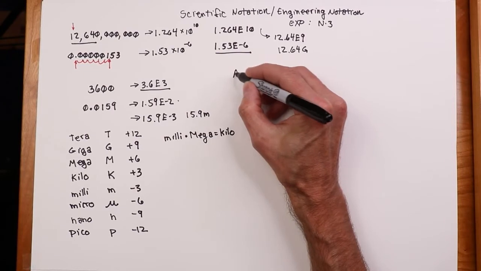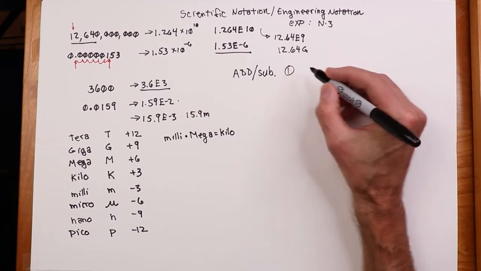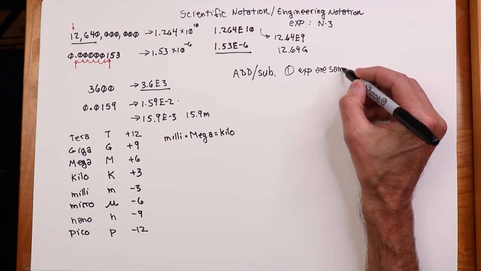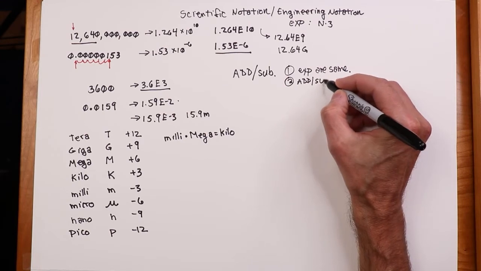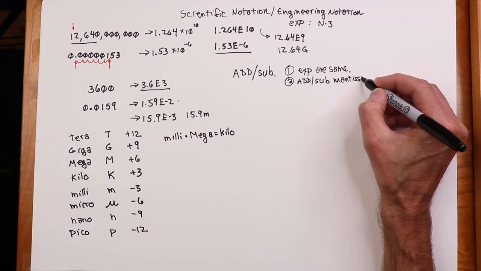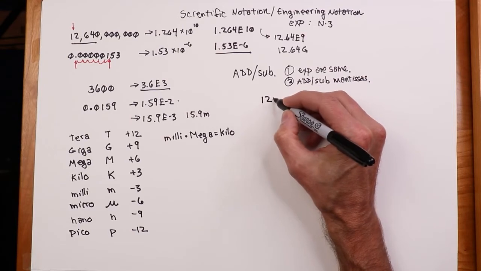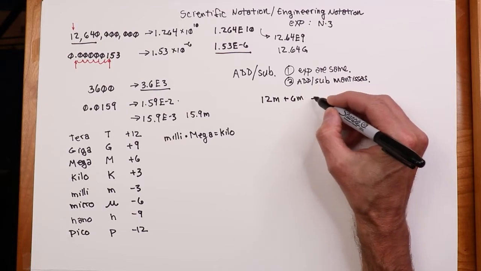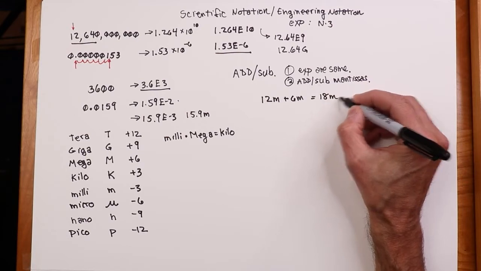If you're going to add or subtract, first, step one, make sure the exponents are the same. Then step two, add or subtract as required. The precision part, the mantissa. So if I had, you know, 12 milli and I wanted to add 6 milli, since they're already millis, it's just 18 milli.